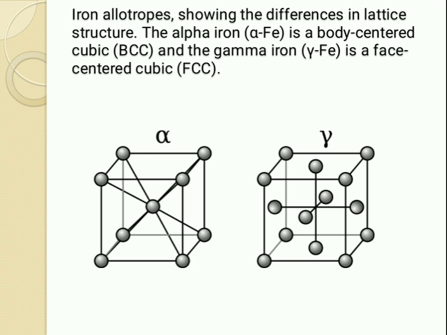Then FCC is where all the atoms are at the 8 corners and one atom is at each of the 6 faces of the cube. It is called a face centered cubic structure. So due to the difference in temperature, the crystal structure of the iron changes. It is called allotropy. Now why are we studying this? Because we have to add the alloying element, that is carbon, into the iron.